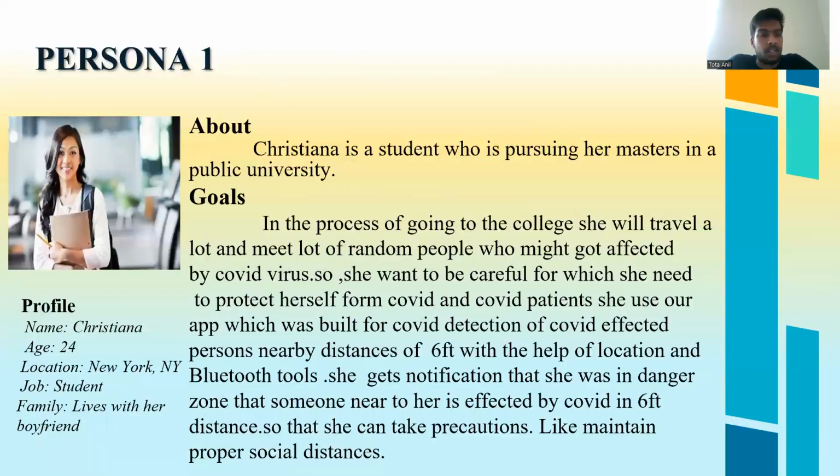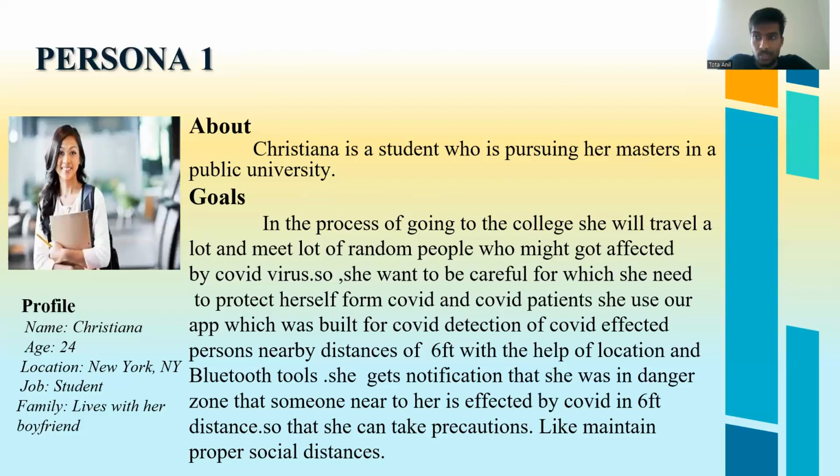Persona one is Christina. She is 24 years old and lives with her boyfriend in New York. She is a student at a public university. Daily she goes to college in heavy traffic and meets many random people she doesn't know, who may be healthy or infected with the virus, so she wants to maintain her health in a healthy way. So she was using our app.